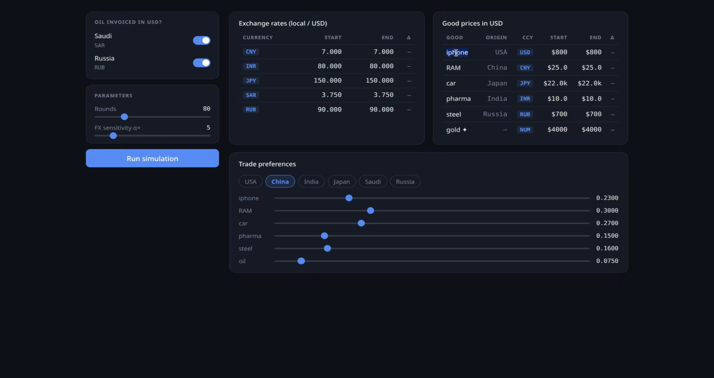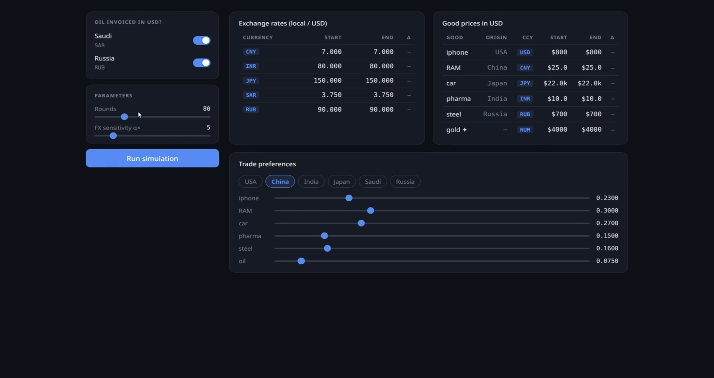So the United States produces iPhones. China produces RAM memory. Japan produces cars, a specific kind of car. India produces one specific kind of pharmaceutical, and Russia produces some unit of steel, which costs $700 US dollars. And we also have gold, which is not pegged to any currency, and I just put it at 4,000.